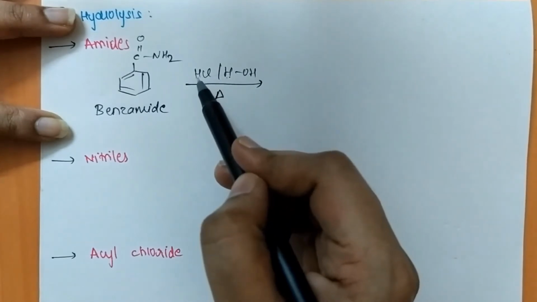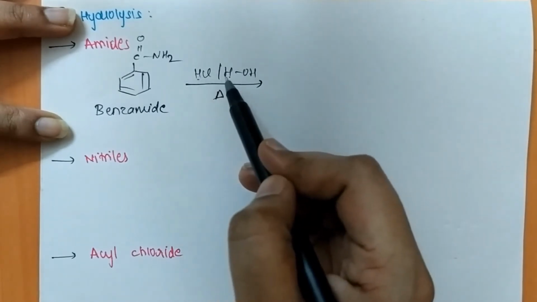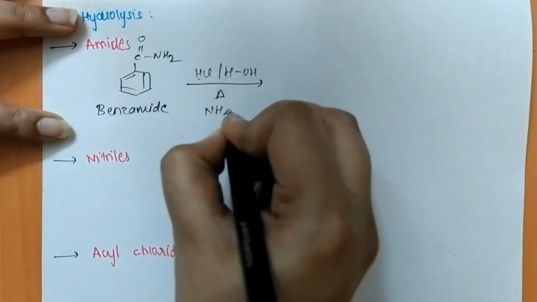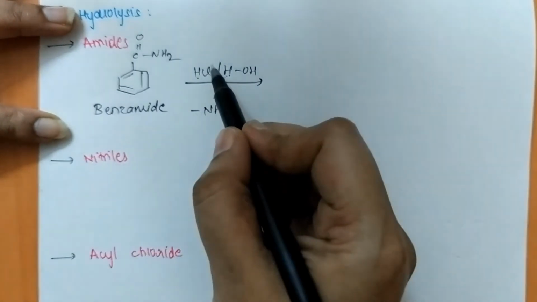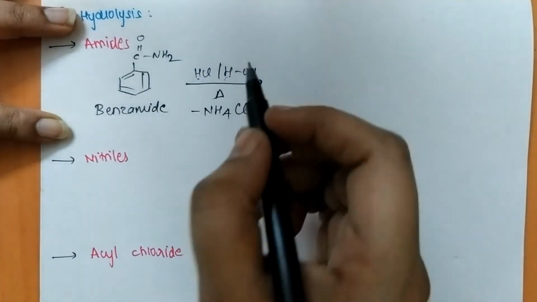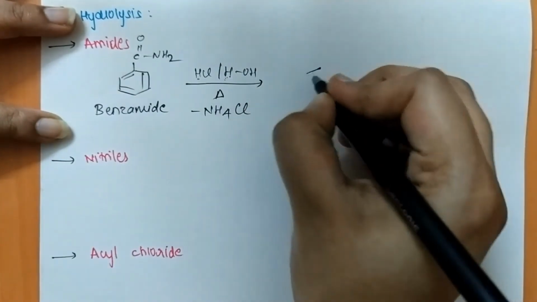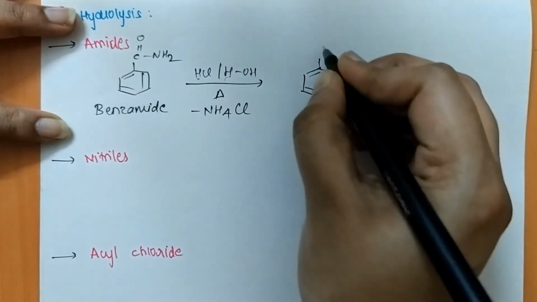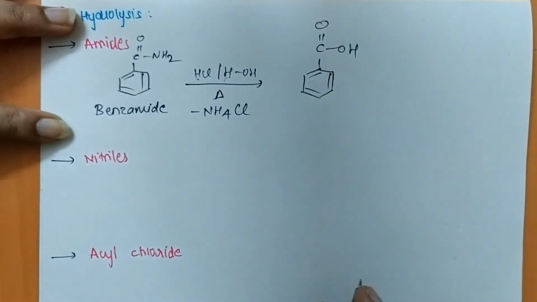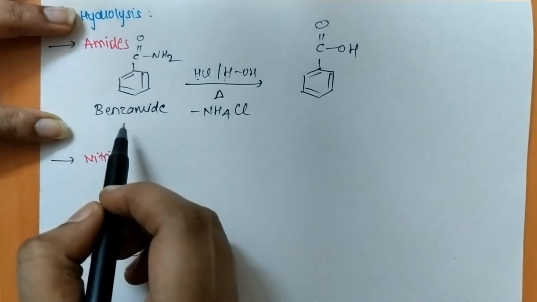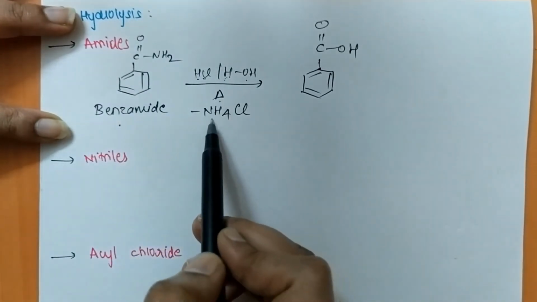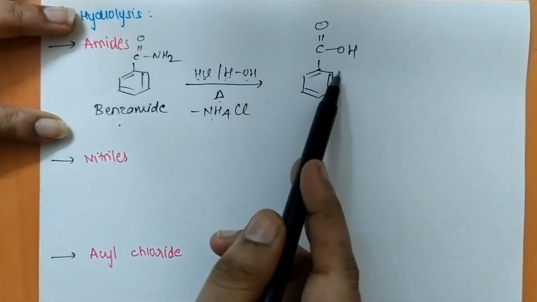So ultimately what is going to happen is that both the hydrogen of the HCl as well as the hydrogen of water are going to combine with the NH2, which ultimately gives us NH4, and this Cl is going to combine with NH4 to give ammonium chloride. And now we are only left with OH, which is going to combine with this carbonyl compound to give benzoic acid. I repeat, the benzamide is allowed to react with HCl and water in the presence of heat to give ammonium chloride and benzoic acid.